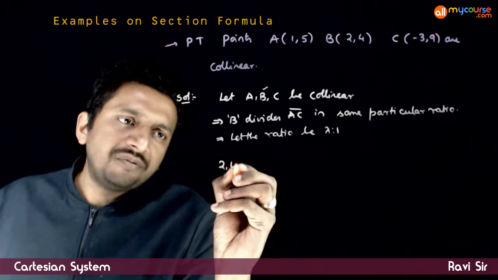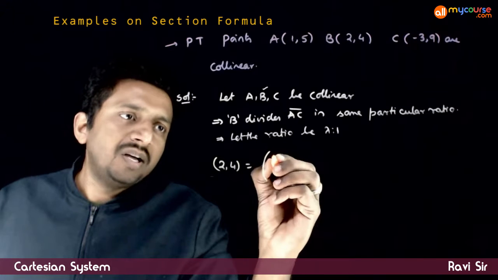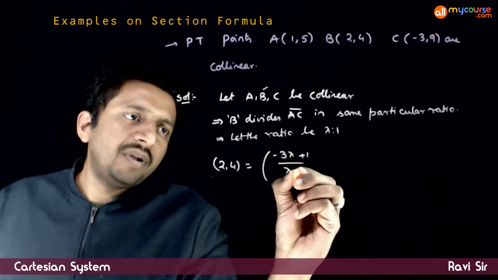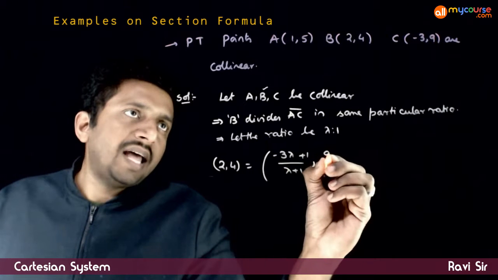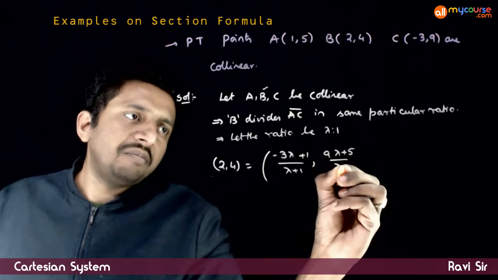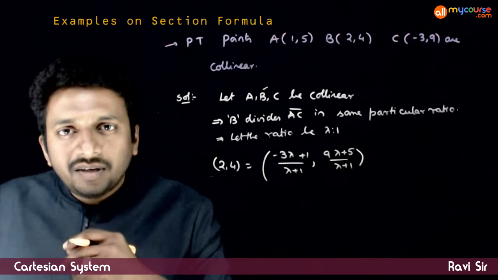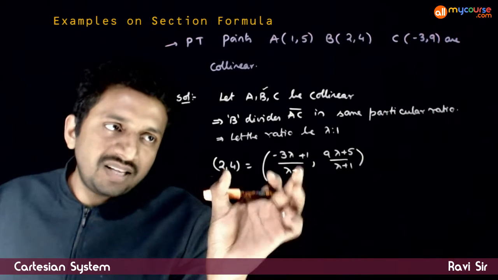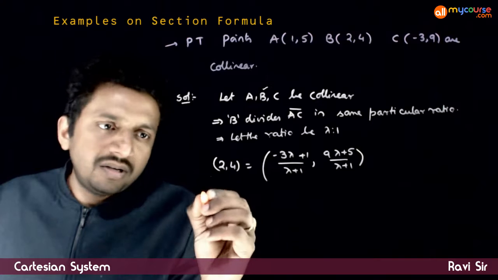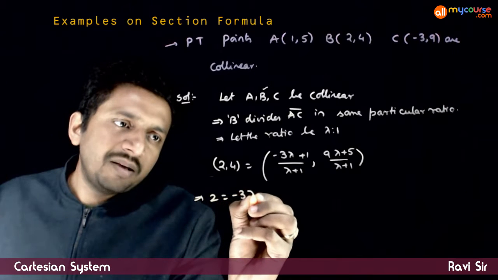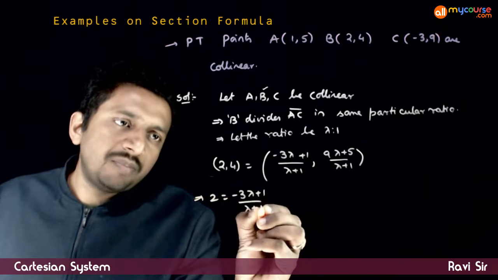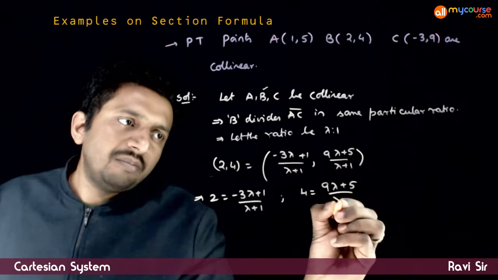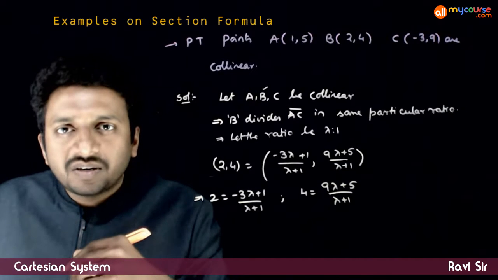So (2, 4) has to be equal to ((-3 lambda + 1)/(lambda + 1), (9 lambda + 5)/(lambda + 1)). Now if an actual lambda exists, then you should get the same values from this equation as well as the second equation. So this implies 2 is equal to (-3 lambda + 1)/(lambda + 1), and 4 is equal to (9 lambda + 5)/(lambda + 1).